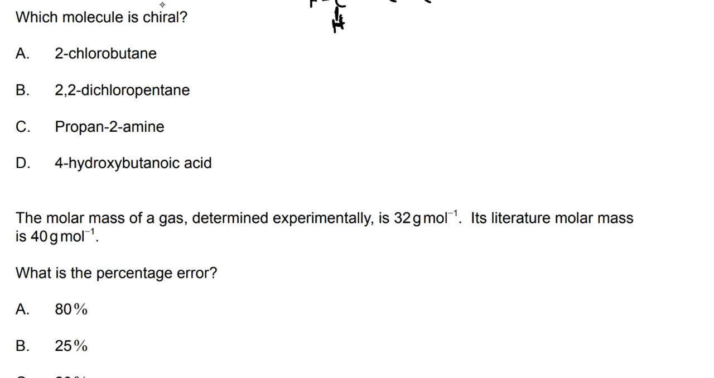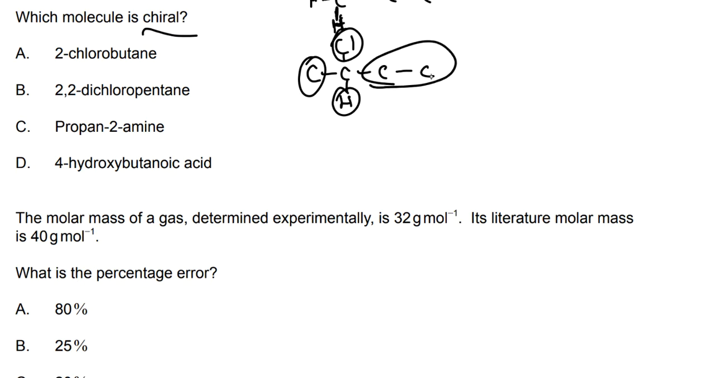Which molecule is chiral? Chiral means that we have a carbon atom with 4 completely different groups attached to it. So let's try 2-chlorobutane. Well, we're going to have 1 chloro group, 1 H group, 1 one-carbon group, and 1 two-carbon group. So this indeed seems to be a chiral molecule. So A seems to be the correct answer.